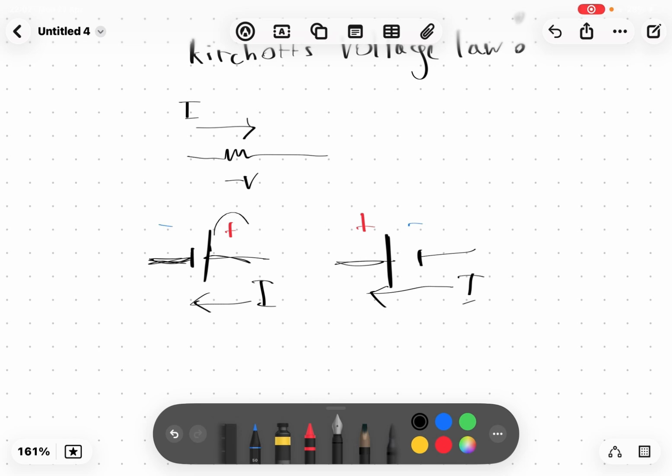So look, over here the current is going from the positive side, over here from the negative. You have to remember that if current goes from positive to negative, that is negative voltage. And if current goes from negative to positive, that's positive voltage. So this one is negative, this one is positive.